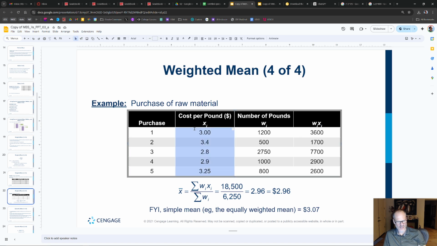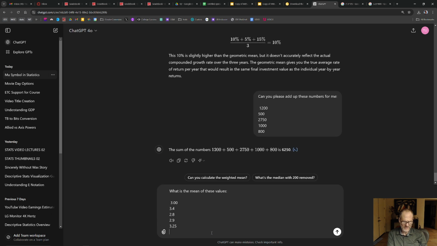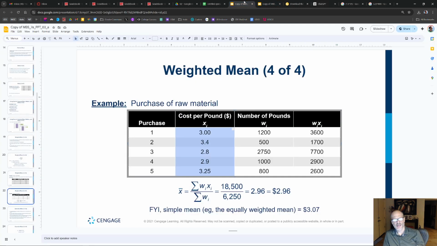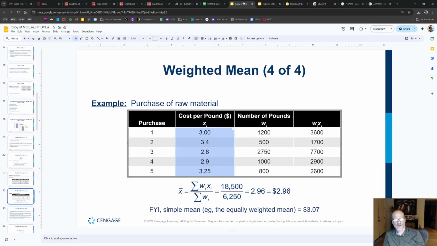So if we took this here, copied it, and we came over to ChatGPT, just to check it. What is the average? What is the mean of these values? All right, we'll put that in, and that should give us $3.07. Yeah, perfect. All right, and then the weighted mean is 296. So that's the weighted mean.